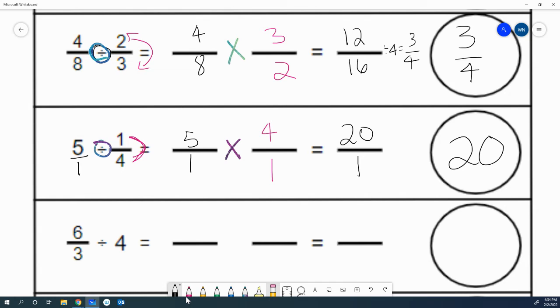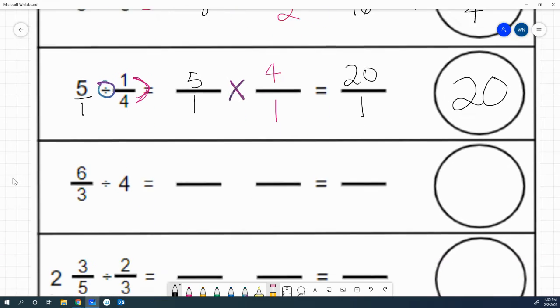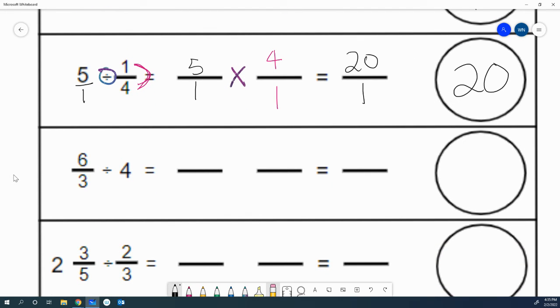So 5 divided into 1/4 pieces, like if I had 5 candy bars and I broke each one into 1/4 pieces, I would have 20 pieces. That's how we would say it using the models that we used this past week. But now we can just use the standard algorithm. Let's go ahead and dive into the next one. 6/3 divided by 4. You might notice that this is an improper fraction, but it doesn't matter. Go ahead and solve it.